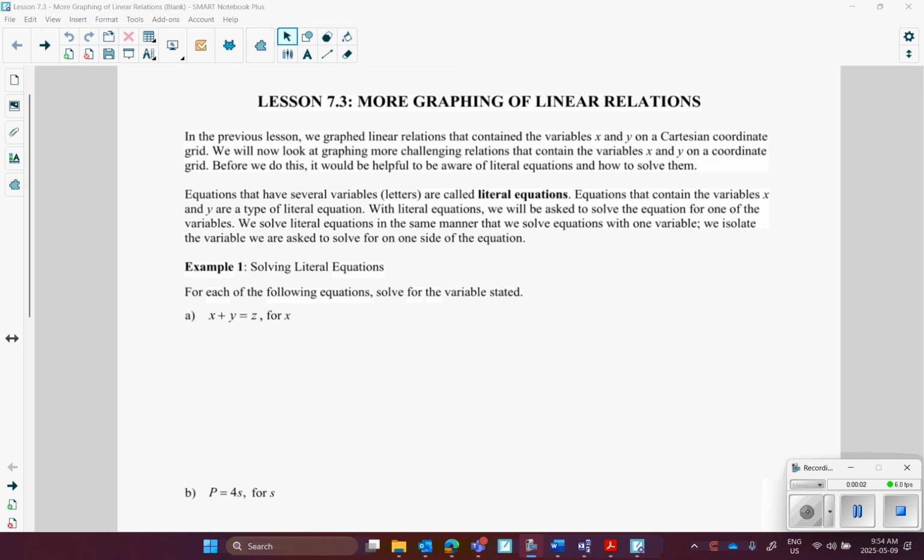Before we go into graphing lines again, you need to learn a little bit of different type of algebra. You guys are used to this.